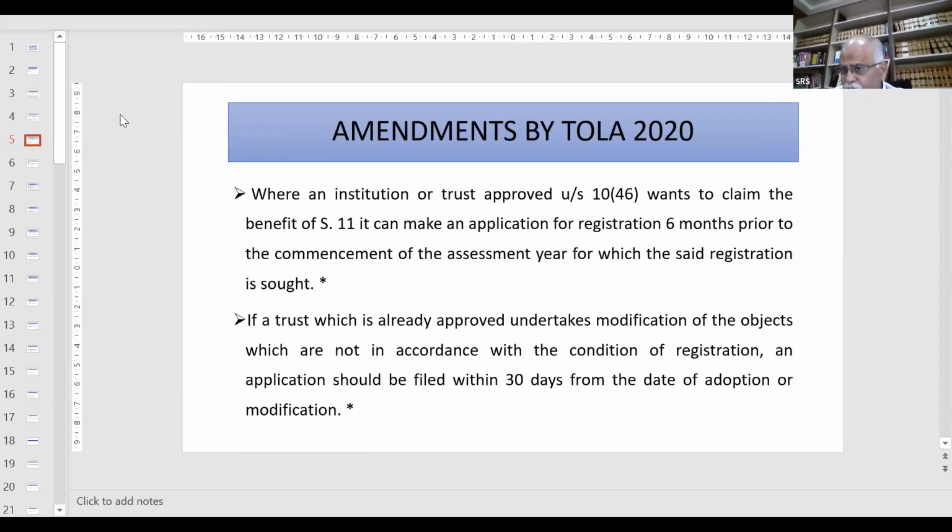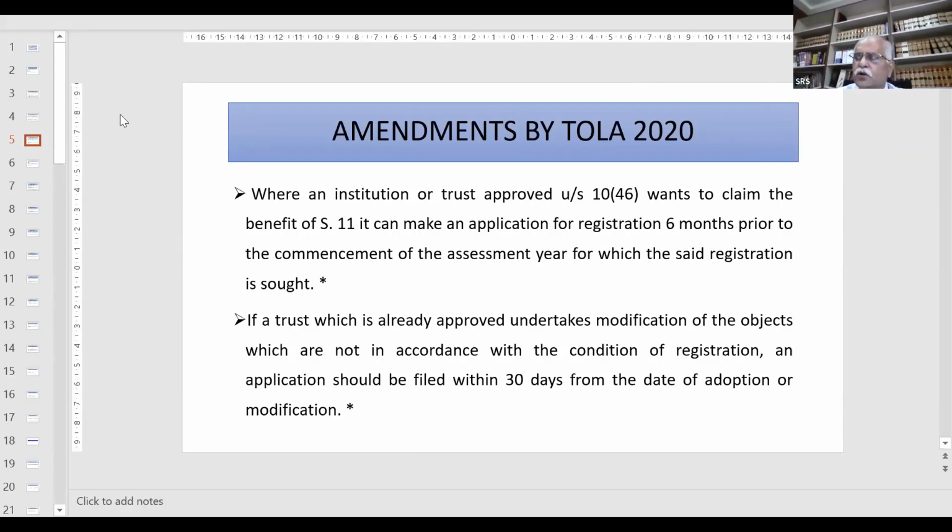But if for some reason these institutions who are approved under section 10(46) want to come to section 11, then they have to make an application within 6 months prior to the commencement of the assessment year for which the registration is sought.